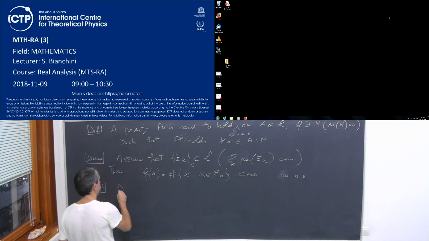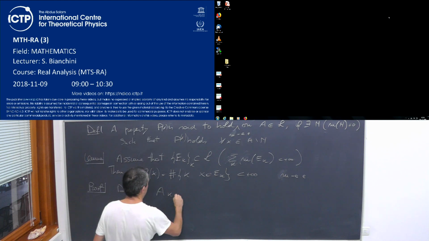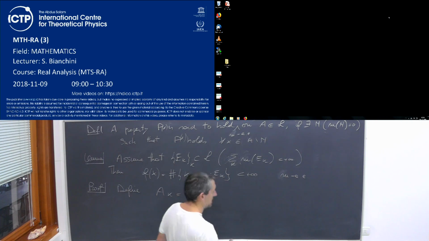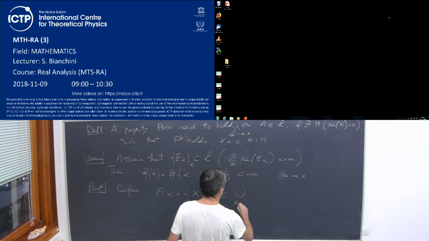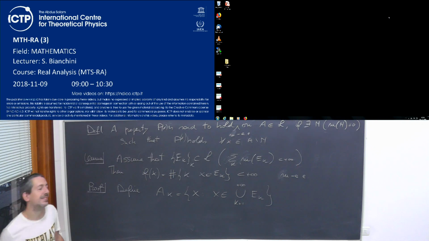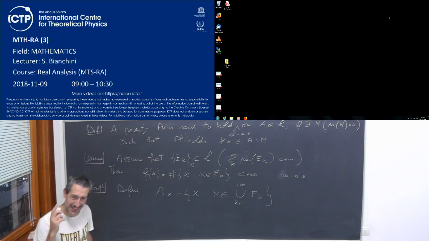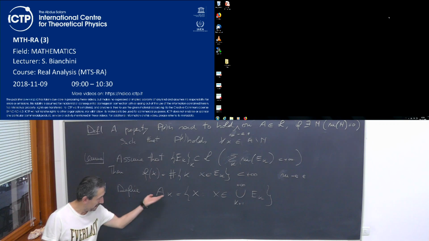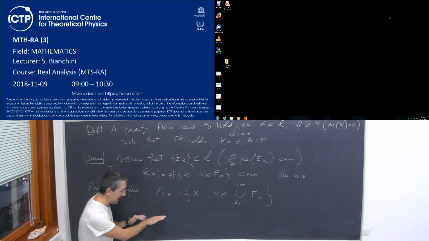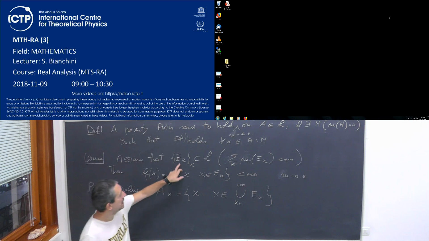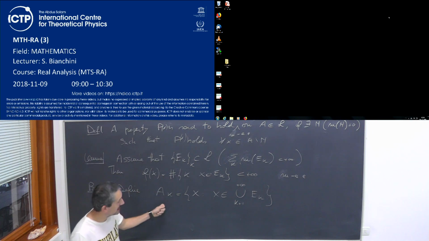So define A_k as all the x such that x belongs to the union from k plus 1 to plus infinity of E_k. Take the intersection. So essentially, if you go back to my picture, now I define this A_k, essentially something like taking the level set of this function. And now it works if E_k is a decreasing sequence. And this is the decreasing sequence.